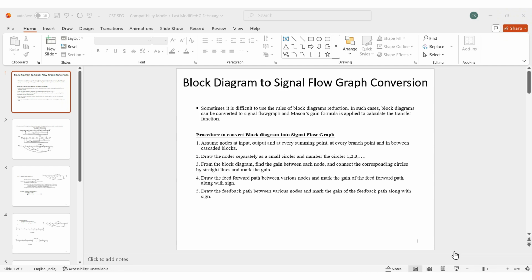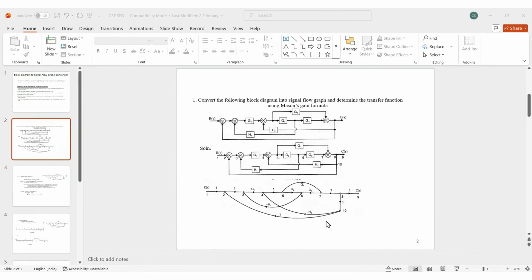The third step is, after representing all the nodes, we draw directed line segments that interconnect all the nodes in the forward direction. After joining all the nodes by means of directed line segments, the next stage is to represent all the feed forward path gains and the feedback gains from the block diagram. So these are the 5 steps in the conversion of a block diagram into a signal flow graph.